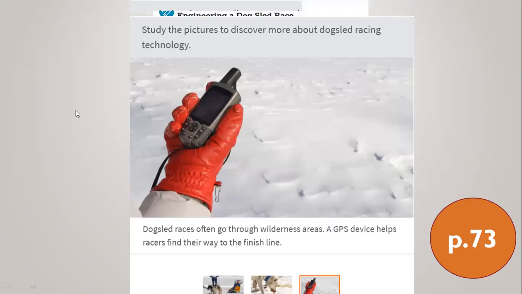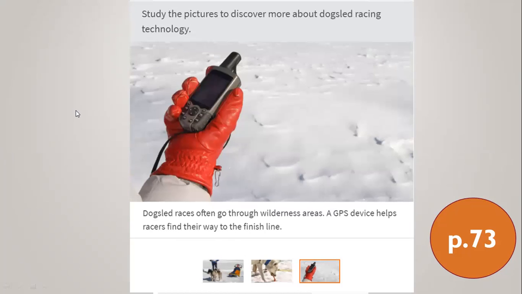What else? Dog sled races often go through wilderness areas. Wilderness area means an area in the wild, an open area. You may get lost in it. So the engineers said we must connect this sled with a GPS device to help the racers find the way to the finish line, so they will not get lost. They find the way easily as they have this GPS. They will not get lost in the wilderness.